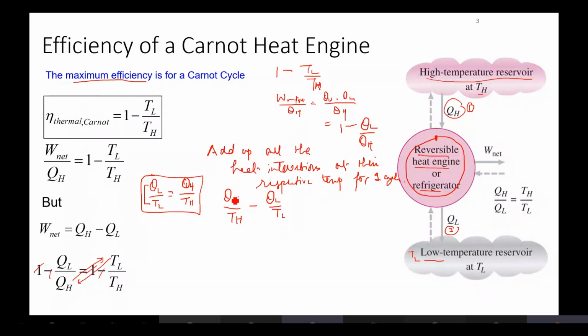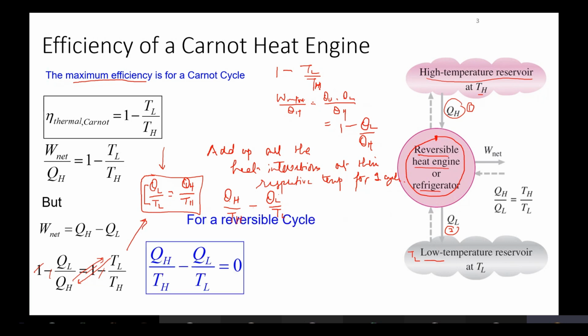Yes, sir. So it means that all the heat interactions, QH over TH minus QL over TL, are the heat interactions taking place at the respective temperatures. If I look at this expression, I can write it in this way for a reversible cycle. QH over TH minus QL over TL is equal to 0. Clear? Is this understandable? Yes, sir.